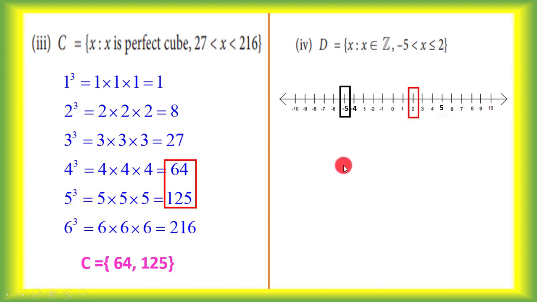Now collect the elements in between minus 5 and 2. What are the elements? Minus 4, minus 3, minus 2, minus 1, 0, 1 and 2. Because 2 is included. So set of all integers D is equal to minus 4, minus 3, minus 2, minus 1, 0, 1 and 2.